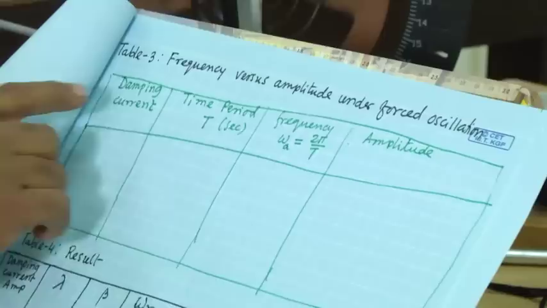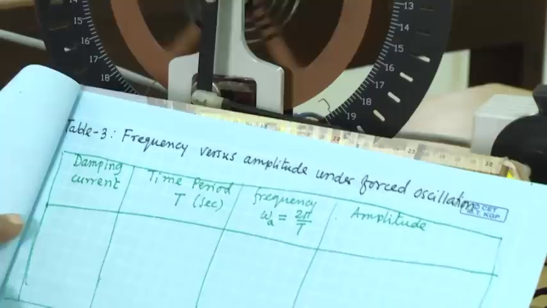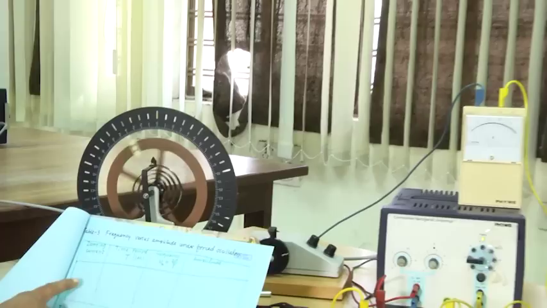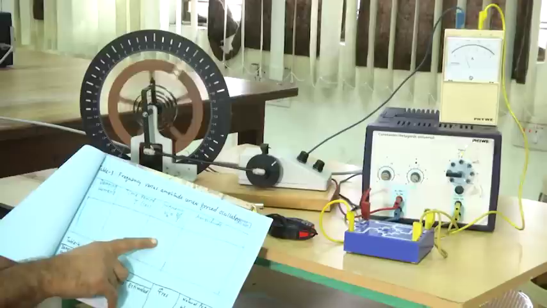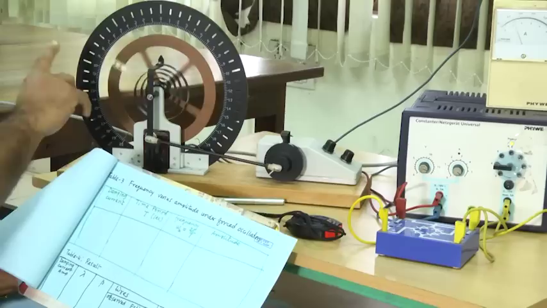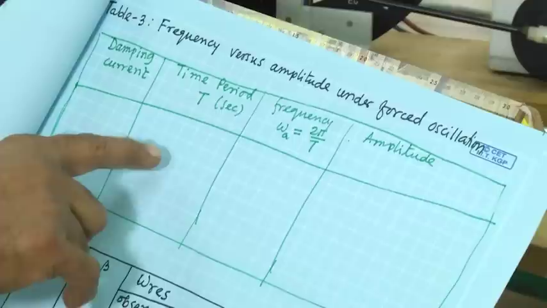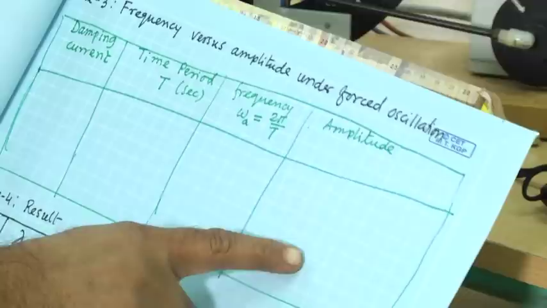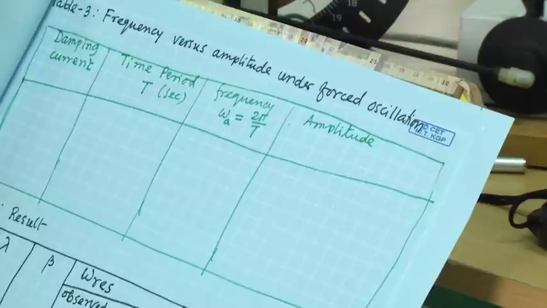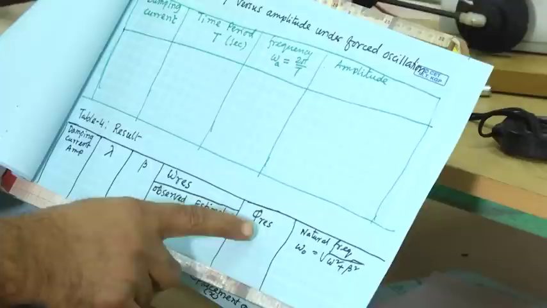Then this table: frequency versus amplitude under forced oscillation. For a particular damping current, as I showed you, presently 0.26 damping, we have to find out the time period, and from there we can find out omega, that is the frequency, and the corresponding amplitude. So, we will find out the time period, the corresponding frequency, and for each frequency we will note down the amplitude, and then plot the frequency versus amplitude graph, and there we will get the peak position. From there you can find out phi resonance amplitude, and also omega resonance.